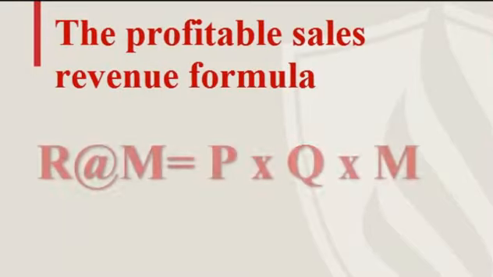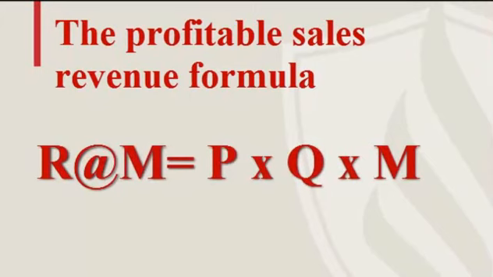We look at how we use sales coaching to increase sales revenue, and of course for that we use the profitable sales revenue formula, which is revenue at margin equals productivity multiplied by quality multiplied by motivation. Now, we've already covered off the productivity piece of the puzzle, and of course last time we got together we looked at the quality piece of the puzzle, and like I said, today our focus is going to be on the motivation piece. Let me just reiterate that an increase in either the P or the Q or the M will ultimately translate into increased sales.